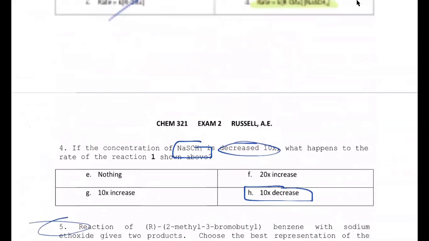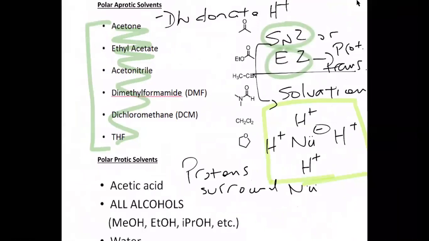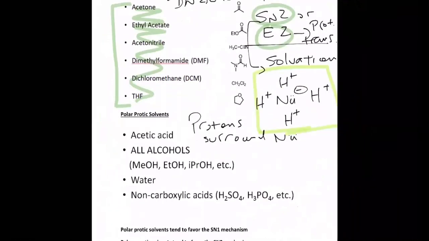All alcohols are protic. Let me go back to that solvent list. See right here? Protic solvents are listed all right here. All alcohols in all caps are protic. So anytime you're using ethanol, methanol, isopropanol, butanol, whatever, that's a protic solvent.